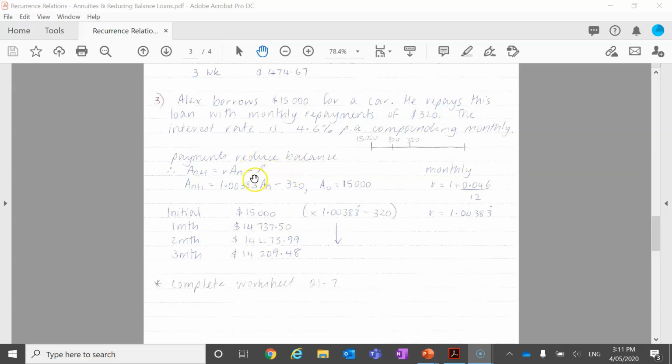So I've used the rule that's a subtract. The type here will be a bit of a giveaway because it's talking about a loan, and your formula sheet says recurrence relation for reducing balance loan. So I don't think you're going to have a problem spotting when to use that one in this situation. So same process that we've followed here, subtracting the $320 payments, and the initial value is $15,000 because that's what he borrowed to start with.